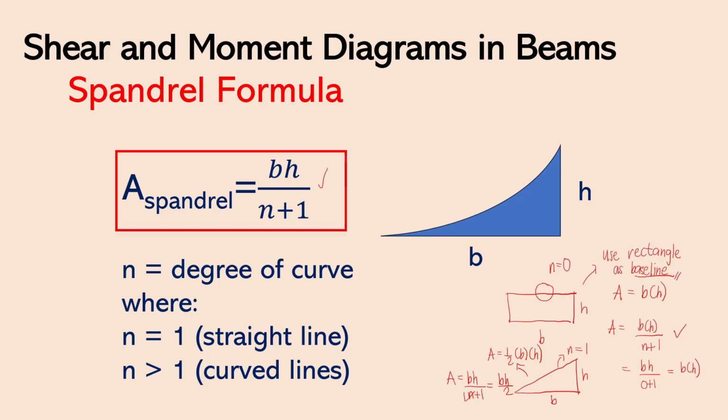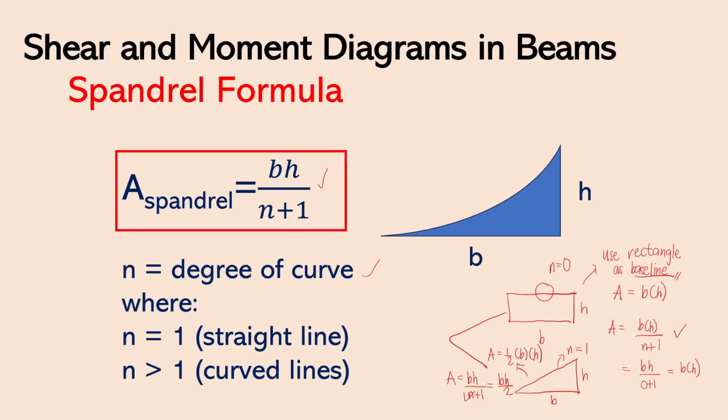But usually, your baseline are these two shapes, because these are the ones we commonly use in our geometry. And so, if ever you forget, just check which one matches here. Now, again, n is the degree of curve. If n is equal to 1, it will be a straight line, or simply this triangular shape.